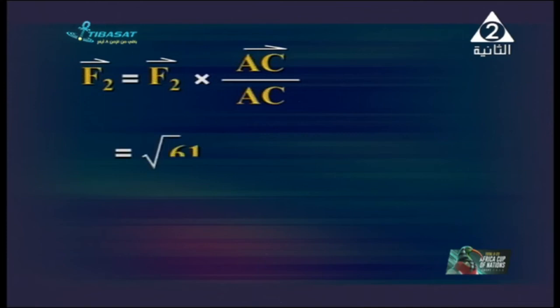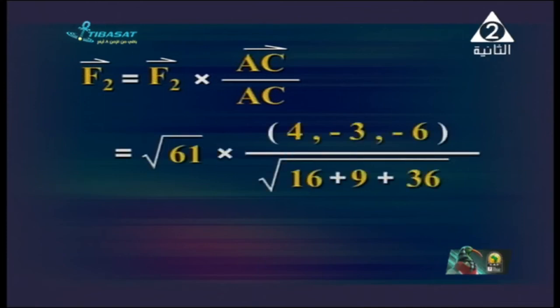Then from the given F2 equals root 61, the vector AC is 4, -3, -6, and the norm AC is root of 16, 4 power 2, plus 9, -3 power 2, plus 36, -6 power 2. Then answer is 4, -3, -6.